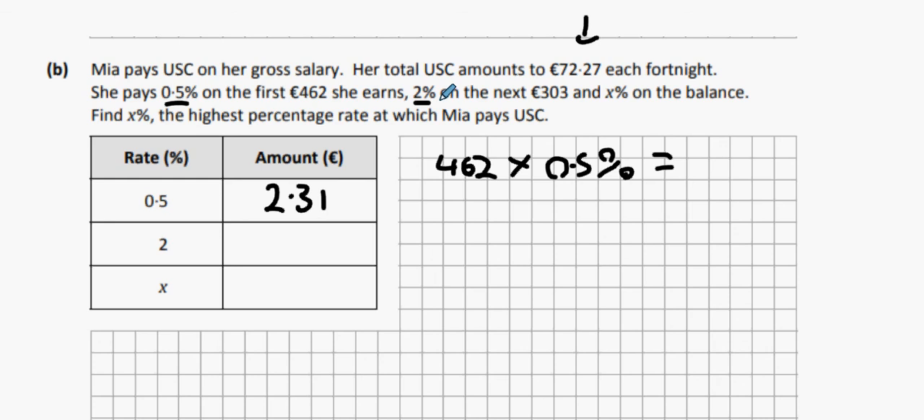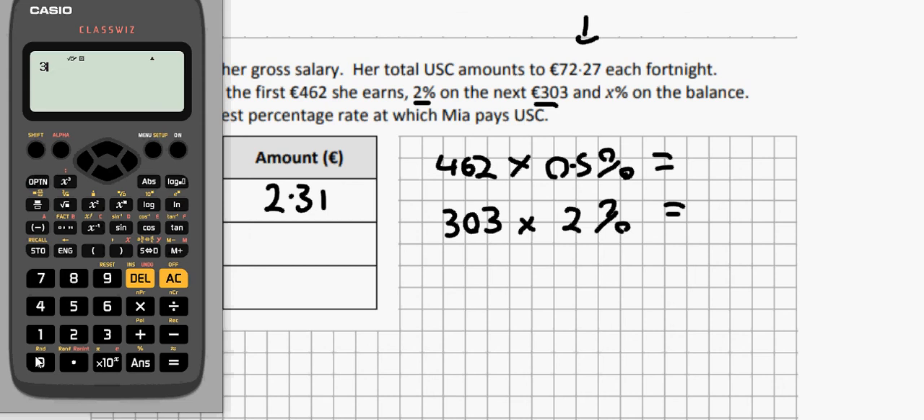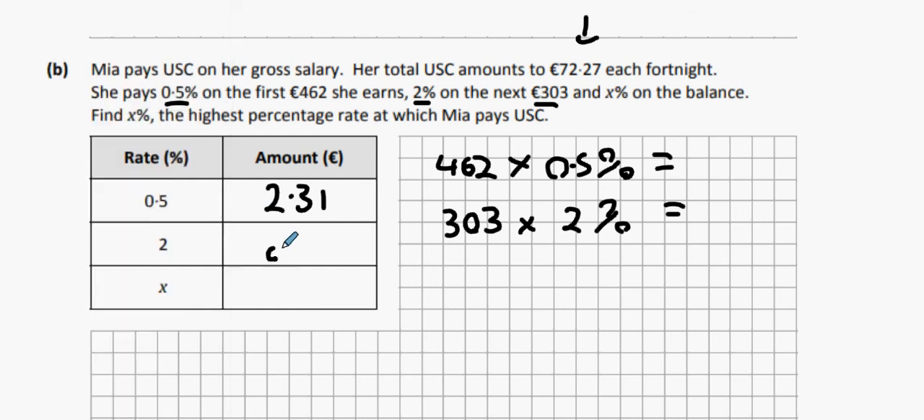It says like 2%. So her next €303. Oh, so it's not like 10. Yeah. Her next €303 gets charged at 2%. So it's €303 multiplied by 2%. Tough question. And we get €6.06. Okay.